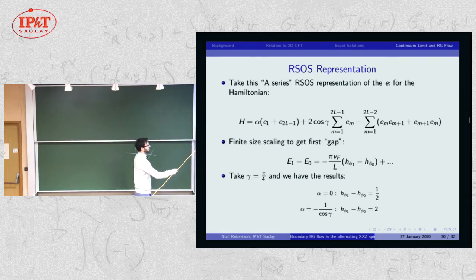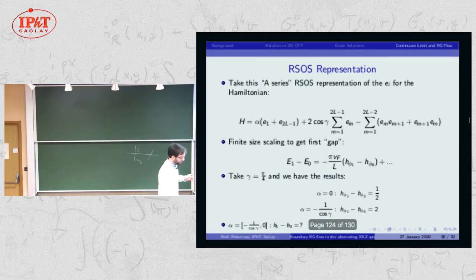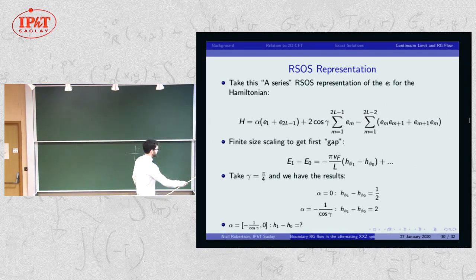We plug the representation into here. We take alpha equals 0, and we take gamma equals pi over 4, and we measure this quantity. So let's do the same thing for the other special value of alpha that gave us this free antiferromagnetic Potts case. And this quantity just gives us 2. So the question is, if we take alpha somewhere in between these two values, what are we going to get? Are we going to get 2? Are we going to get a half? Are we going to get something in between?